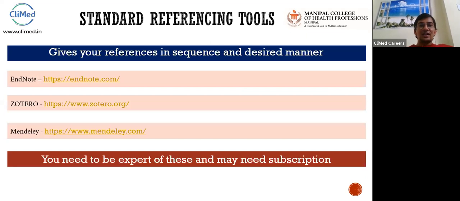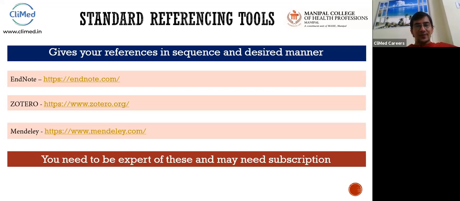There are three standard referencing tools. One is EndNote, one is Zotero, one is Mendeley. These tools give you your references in a sequence and in a desired manner. Like if you want your manuscript and citations in Vancouver style, Harvard style, AMA style or IEEE style, every journal has its own style, correct? So if you want to cite your articles in that manner, you can use EndNote, Zotero or Mendeley.